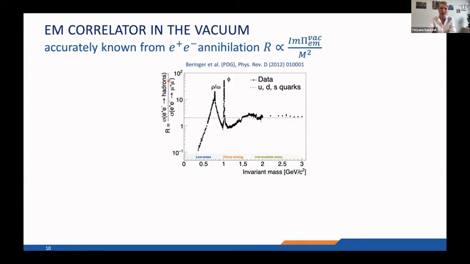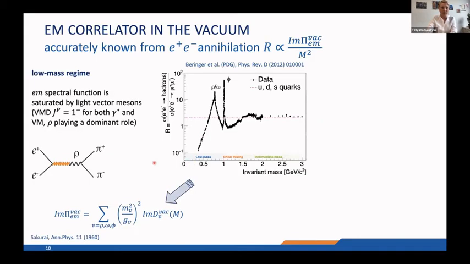And we usually divide this spectrum into different regions. The so-called low mass region is saturated by the light vector mesons like rho, omega, and phi, giving rise to the vector dominance model. And this, as we know, is due to the fact that the parity and spin of the photon and of the vector mesons are identical, 1 minus. Therefore, we see these nice resonances in the low mass range.